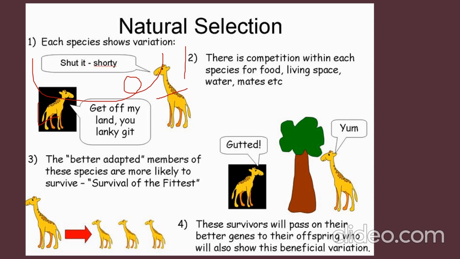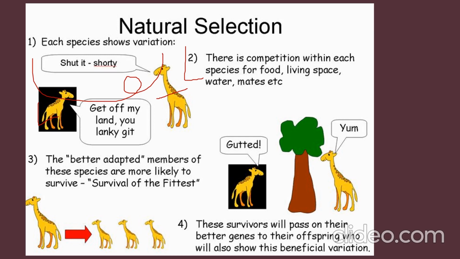And then, second, there is competition within each species for food, living space, water, and mates. Diba kaya nga halimbawa kung mas marami na ngayon ng mga babae, tas konti na lang ang mga lalaki, meron ng competition sa mga mates, no, ng mga lalaki. And then, third, the better adapted members of these species are more likely to survive.